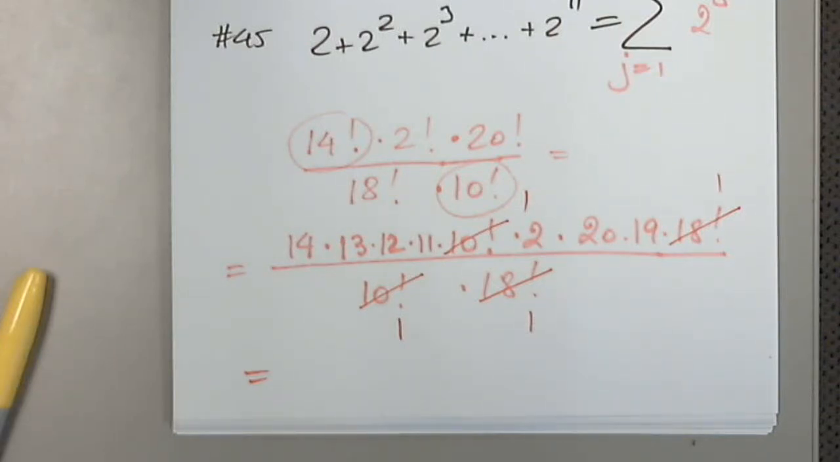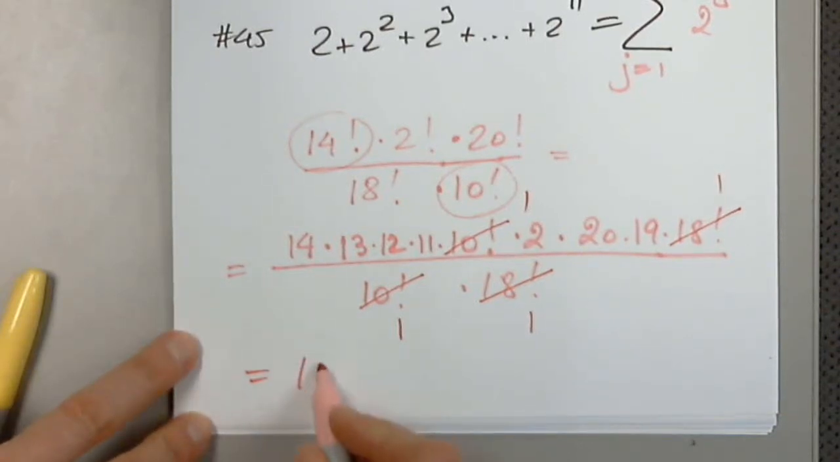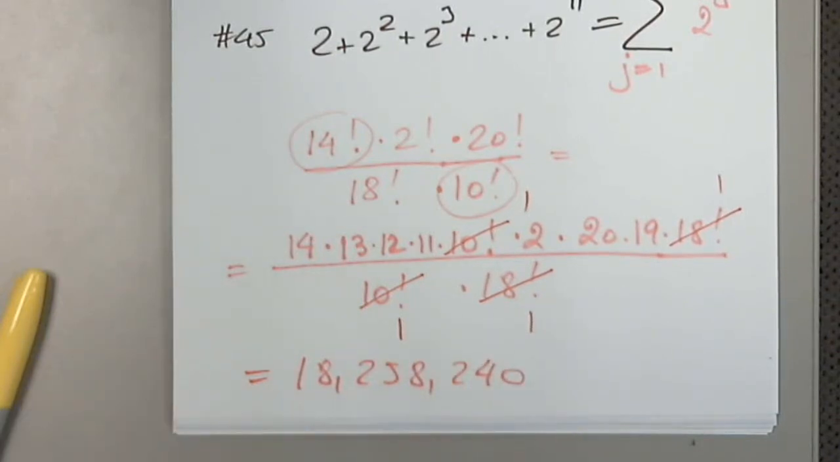Okay, let me check. Maybe I made a mistake. 14, 13, 12, 11, and 2. Yes. And then 20, 19, 18. Yes, let me check. Wait a second. And then 20 and then 19. And then I pressed enter. So I got 11, oh, you don't multiply by 18, right? No, no. So 18,258,240. Good.